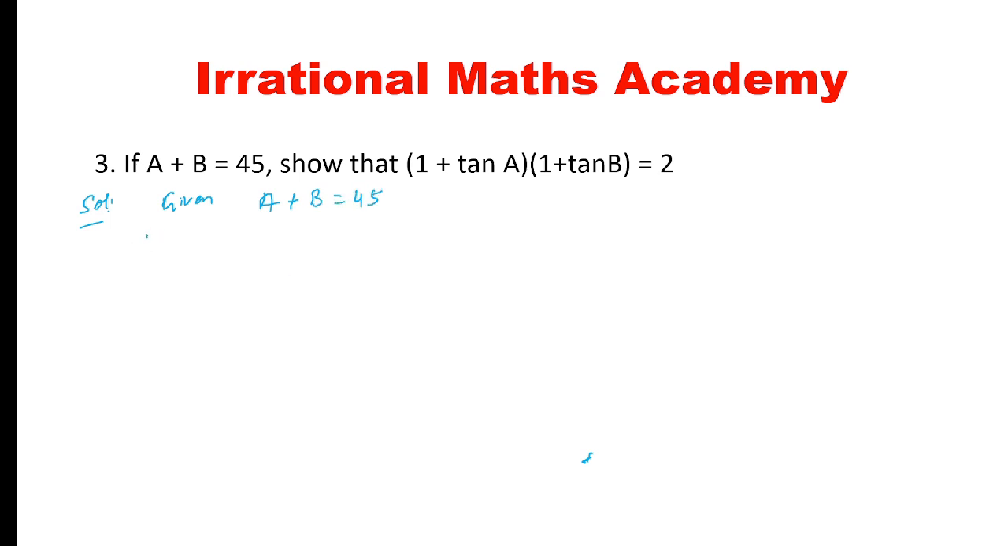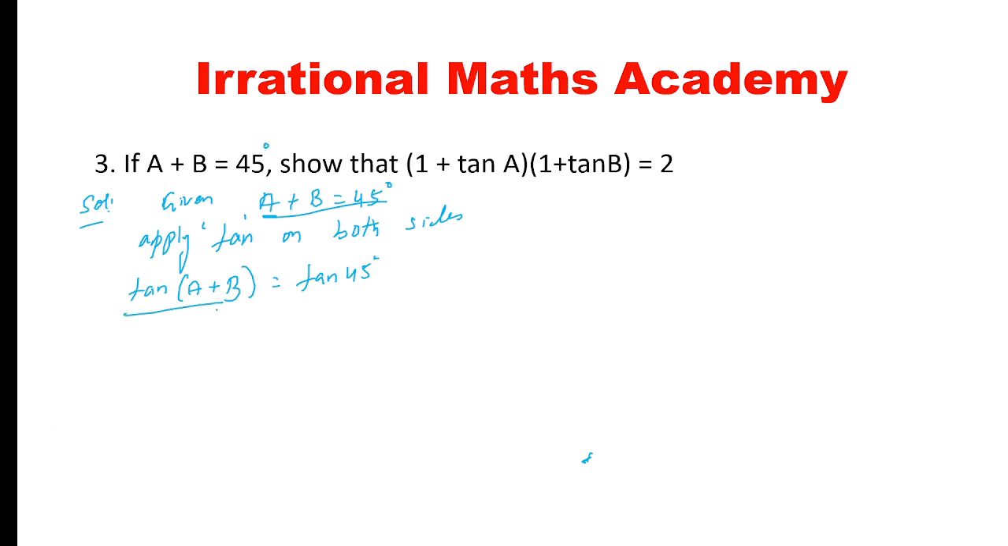Now what I'll do is apply tan on both sides. Apply tan on both sides. So if I apply tan on both sides, what happens here? Tan (A plus B) equal to tan 45 degrees. Here it is degrees.